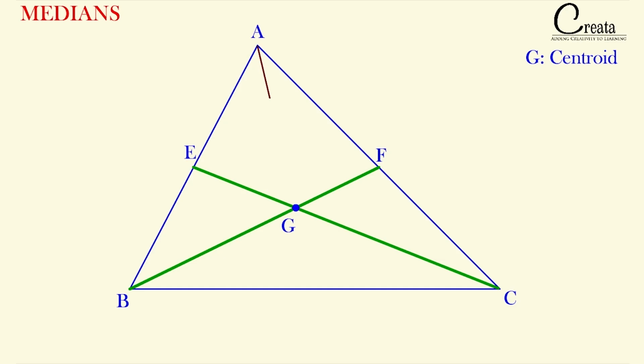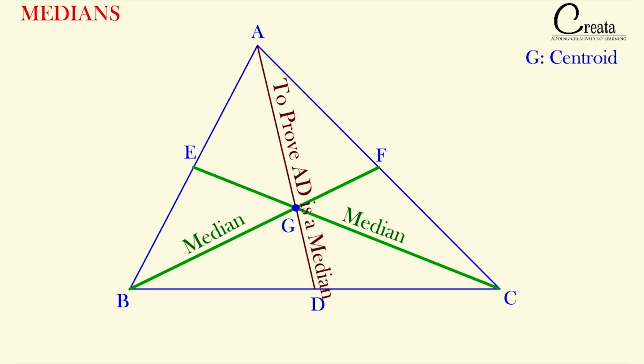Let's join A and G, and we will extend the line to meet BC at point D. Here AD is not the median, only EC and BF are the medians. Here we have to prove AD is also the median. If we have proved AD as a median, then we can say that all three medians pass through the same point. Let's do so.